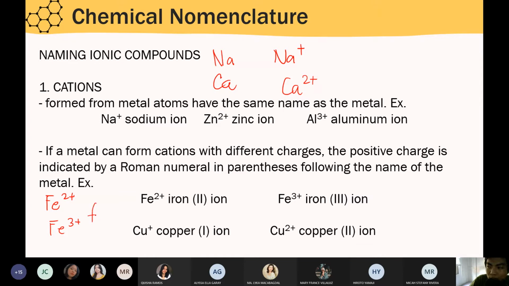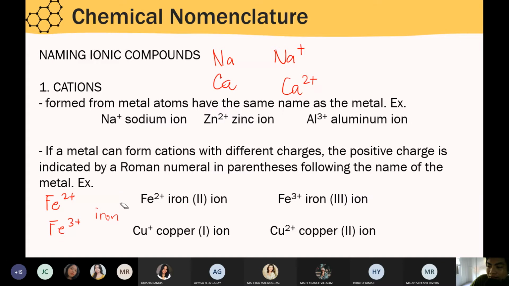If we just name the ion, then we can no longer distinguish which type of ion you are pertaining to. Are you pertaining to the 2+ or the 3+? So to eliminate that ambiguity, we have to indicate the charges with Roman numerals in parentheses.